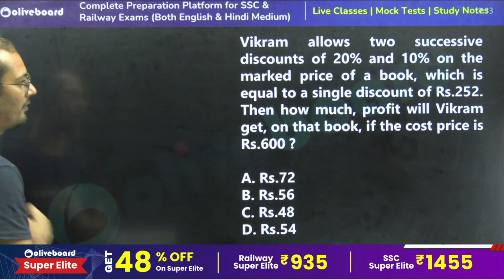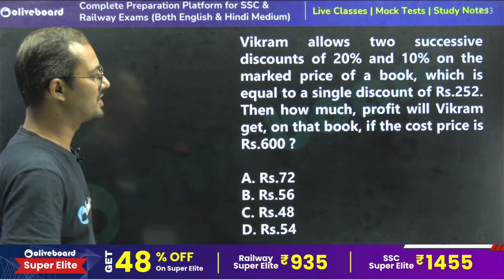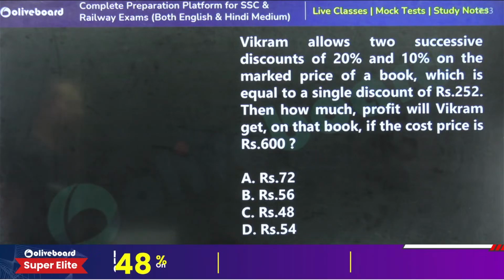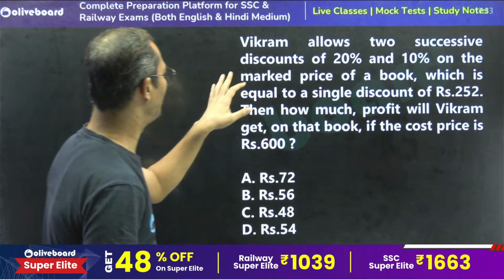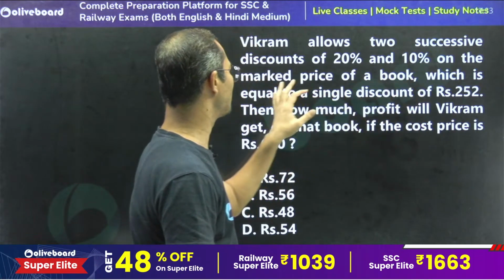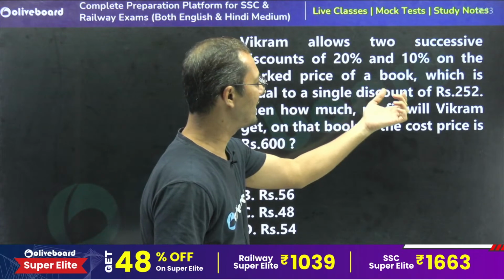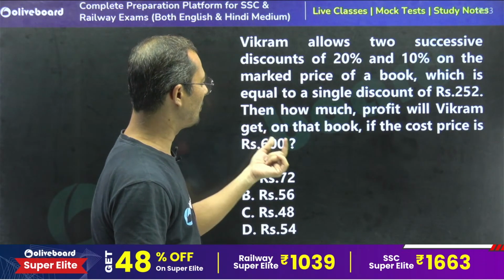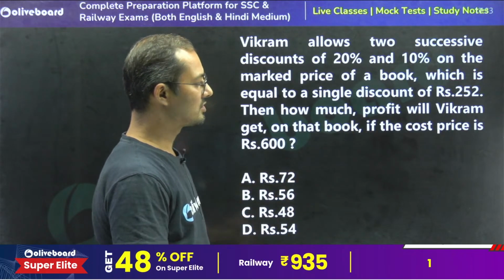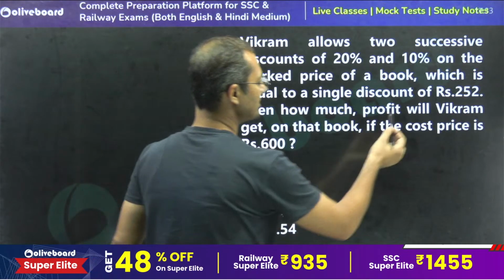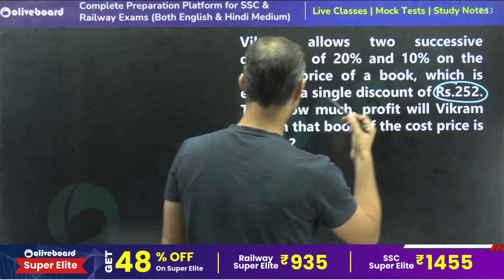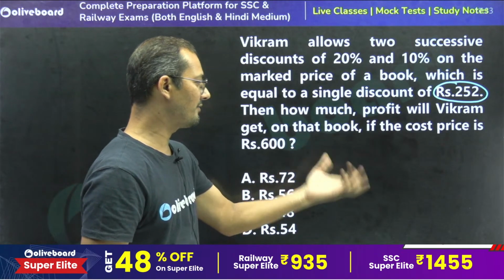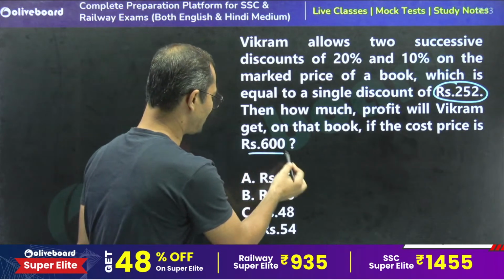So moving forward, now tell me what is the answer of this question. Please think wisely. Vikram allows two successive discounts of 20% and 10% on the marked price of a book, which is equal to a single discount of 252. Then how much profit will Vikram get on that book if the cost price is rupees 600?